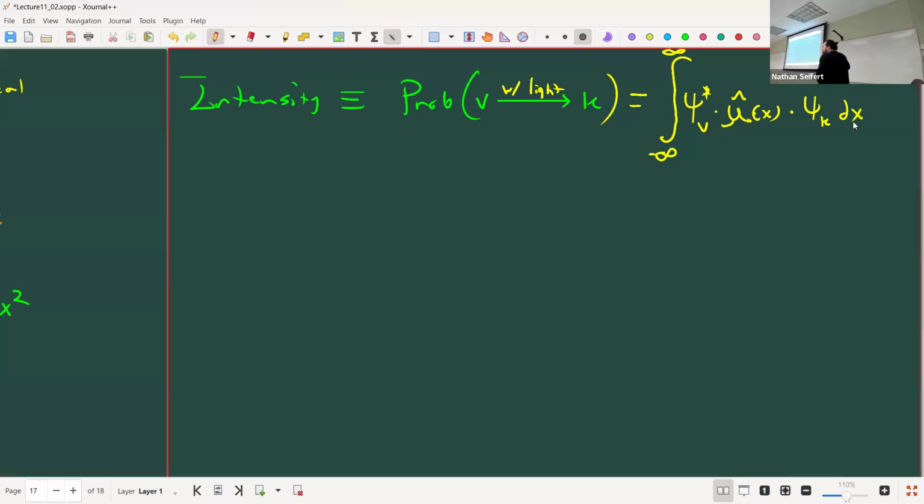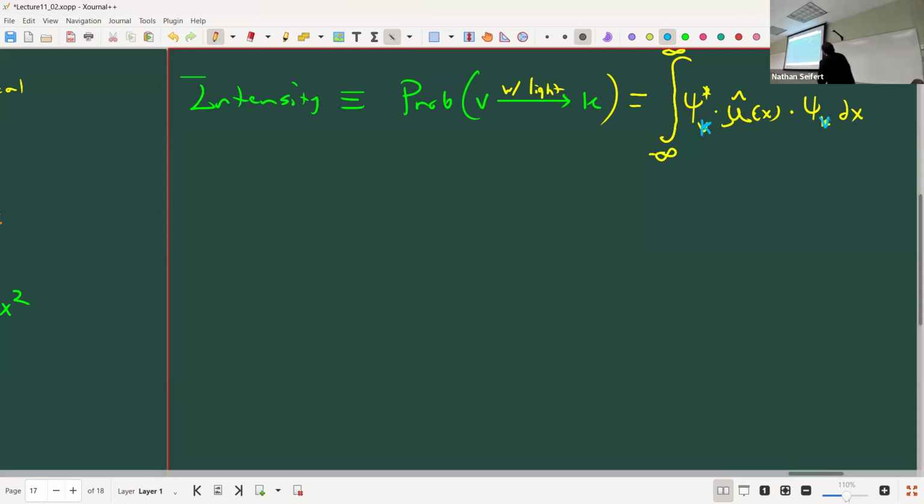This is the same integral we had for the particle in the box. Sorry, I have the numbers flipped, let me apologize. This needs to be a k and this needs to be a v. The dipole operator tells you how strongly the light interacts with the original level, and it provides that connective tissue that brings you into the upper level, which is the k level here.